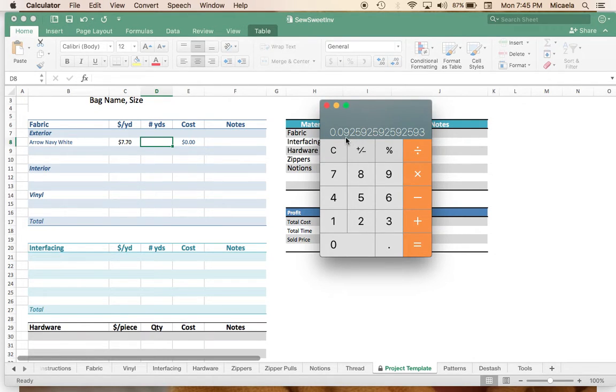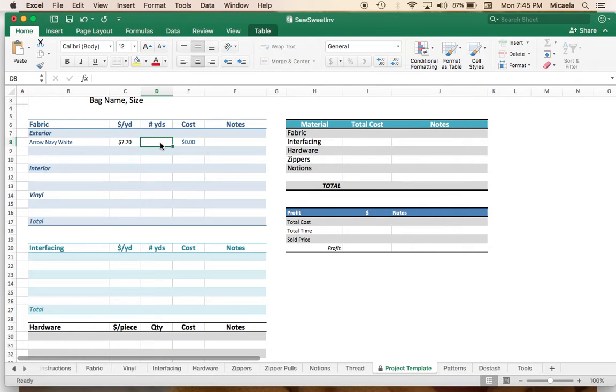So you can enter in as many decimal places as you'd like, but I'll just go ahead and enter in 0.093 into my spreadsheet here. So 0.093, and that will give me the cost of the fabric that I used, because that's how much fabric I used, is 0.093 of the fabric.